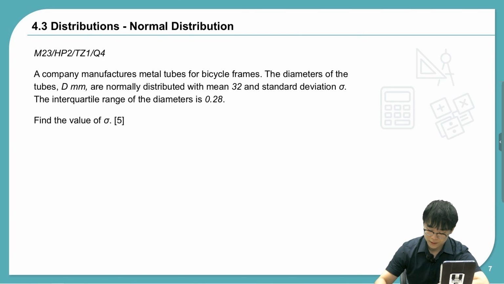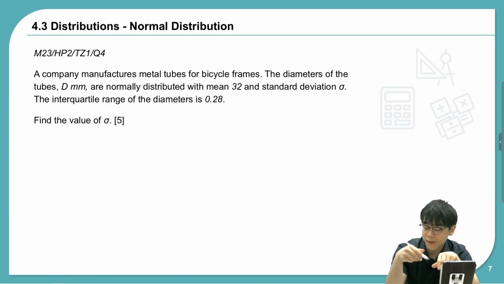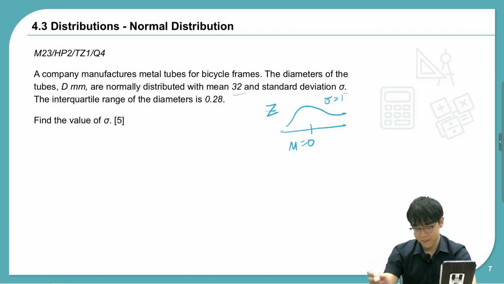Next, let's do a normal distribution problem. A company is manufacturing metal tubes for bicycle frames, and the diameters, capital D, are normally distributed with a mean of 32 and standard deviation of sigma. We don't know the standard deviation, so chances are you're going to use the Z distribution, which is a normal distribution with mean 0, standard deviation 1. So keep that in mind.